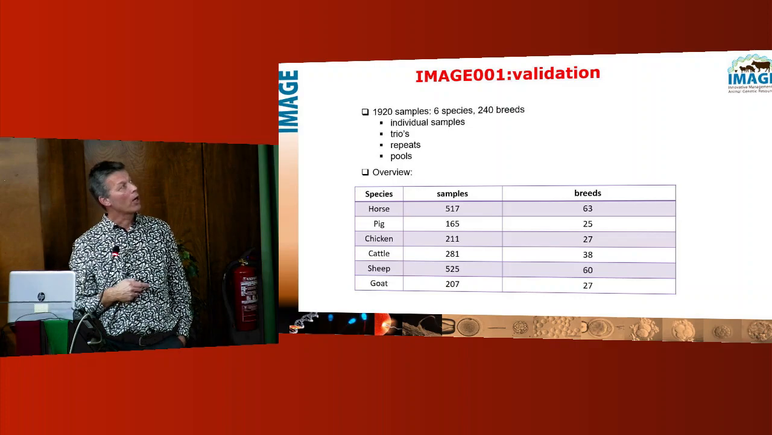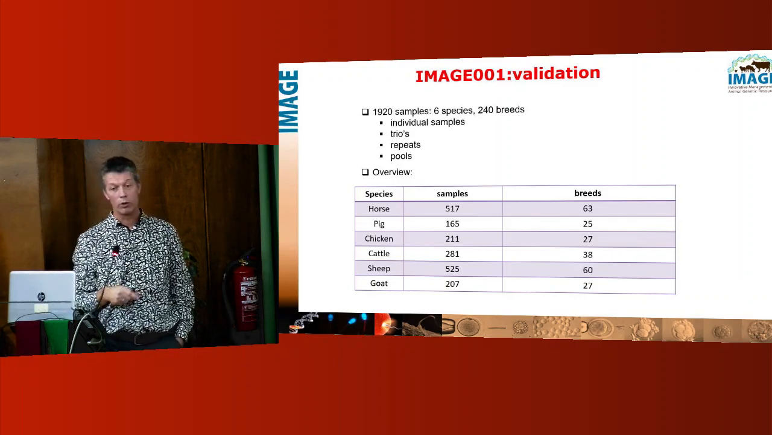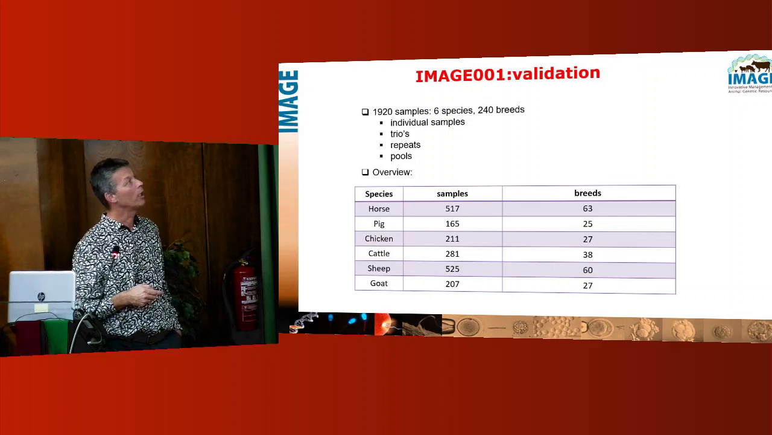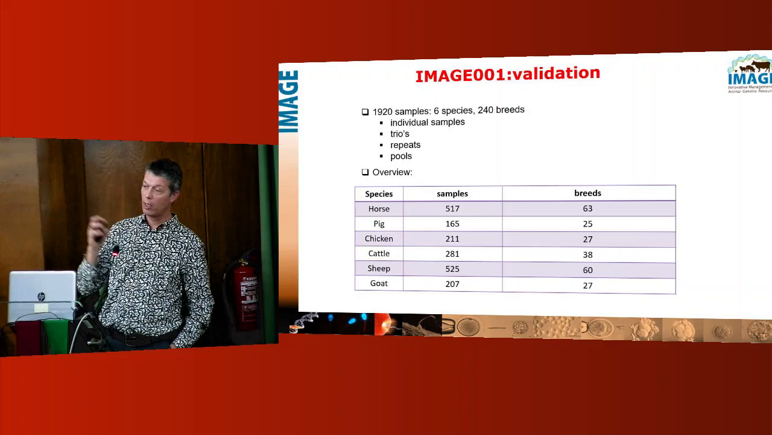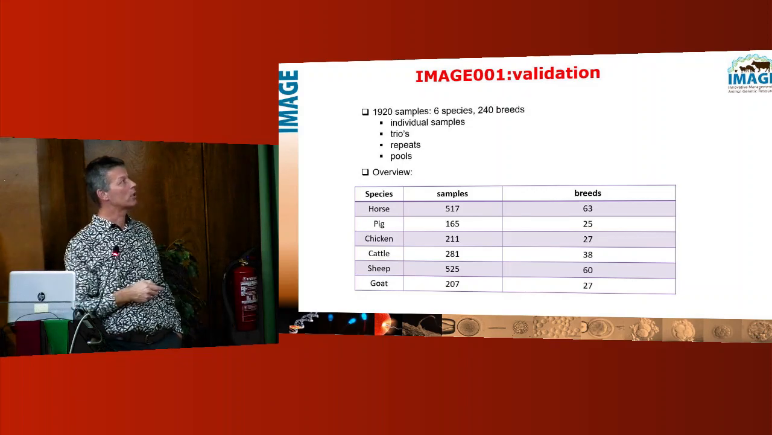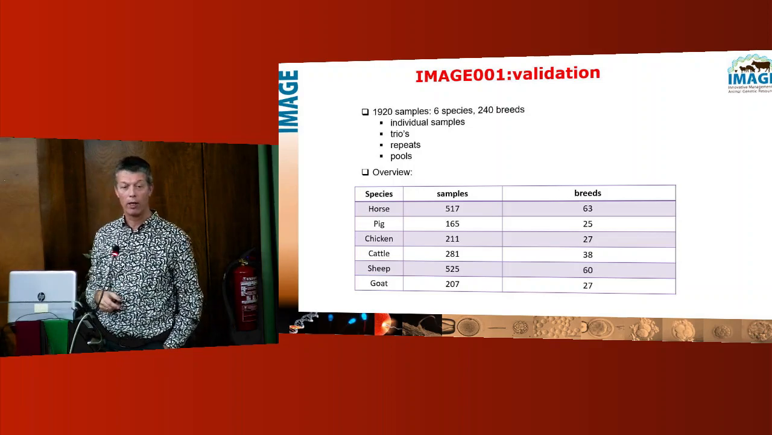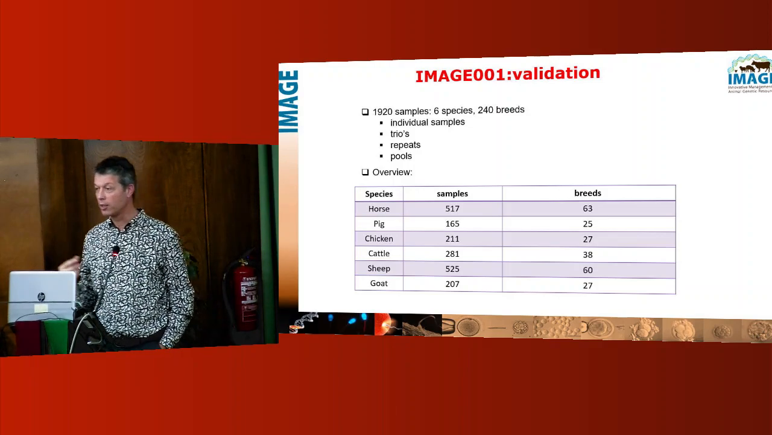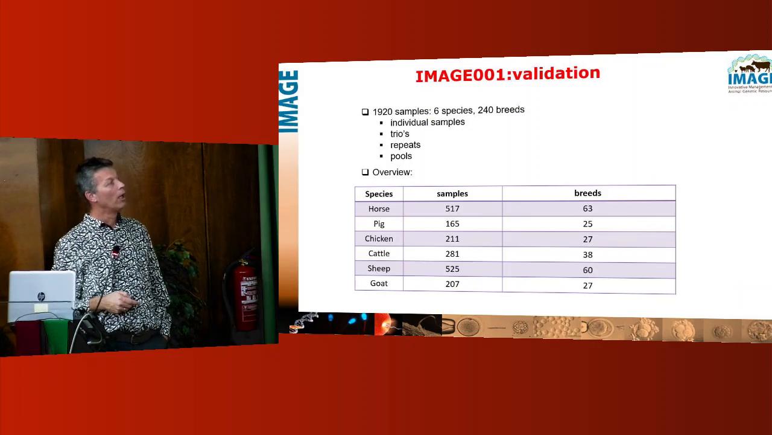And I put on the array individual samples, of course, to get the genotype. Trios to get the inheritance, not for every species, but for some of the species. Of course, repeats, so we had samples over different plates. And I also added pools, where I combined, for example, a horse with a chicken, to see if we can extract both genotypes for that.